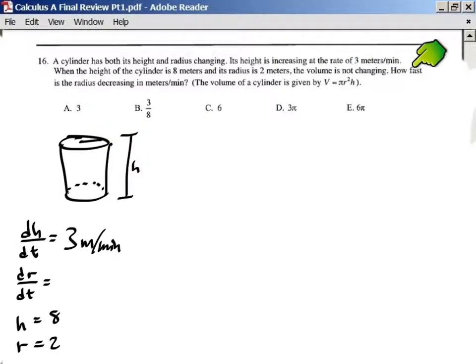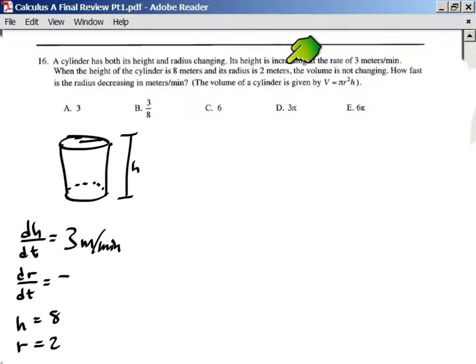All right. How fast is the radius decreasing in meters? Okay, so we know that the radius is decreasing. That means it's going to be a negative. So whatever we get right here, we know our answer is going to have a negative on it. So let's just keep that in mind. I did that by noting it.